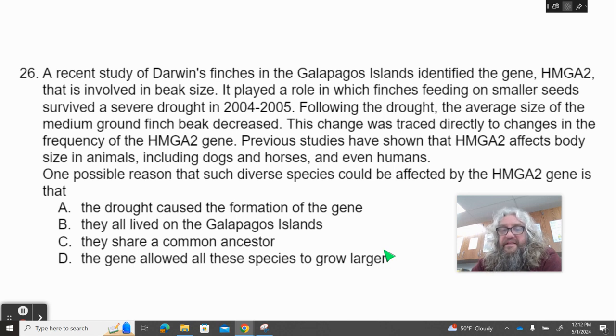Previous studies have shown that the HMGA2 affects body size in animals, including dogs and horses and even humans. One possible reason that such a diverse species could be affected by the HMGA2 gene is that A, the drought caused the formation of the gene. B, they all lived on the Galapagos Islands. C, they all share a common ancestor. D, the gene allowed all these species to grow larger.